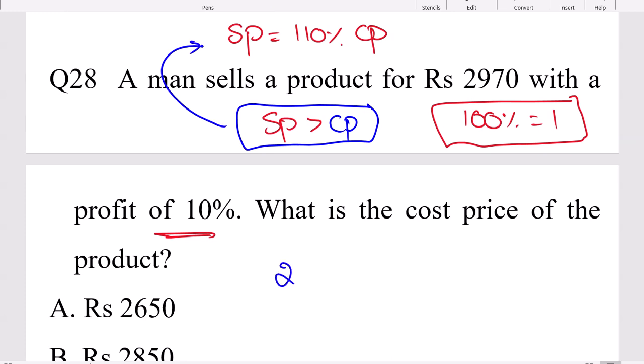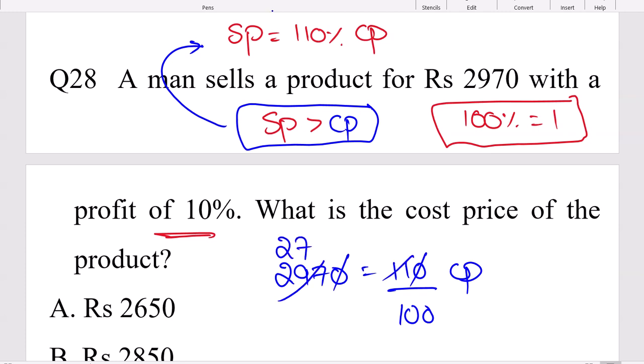So SP is given as 2970. 110% means 110 divided by 100. We get 2700 here, this 0 cancels. This is 27 times. CP equal to 2700.